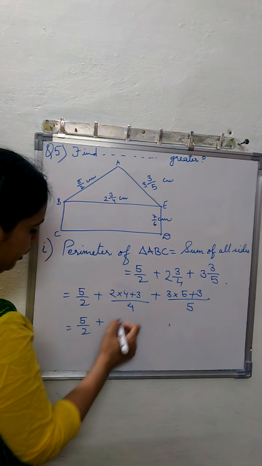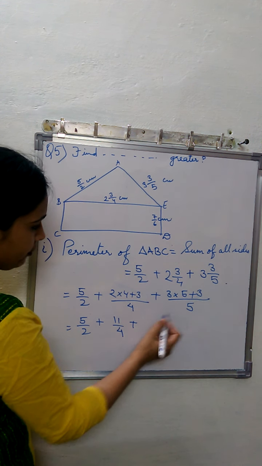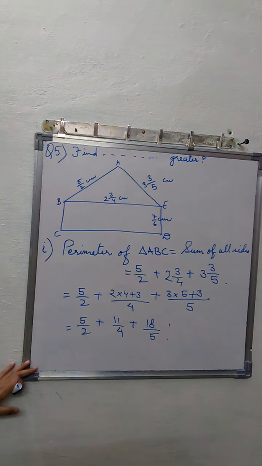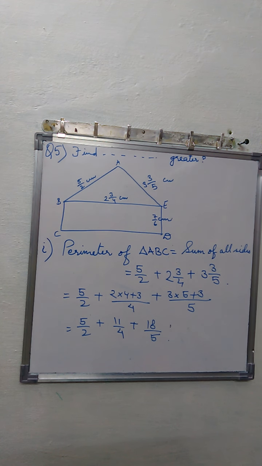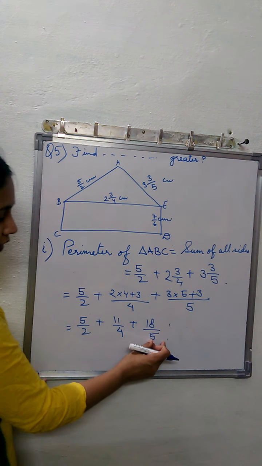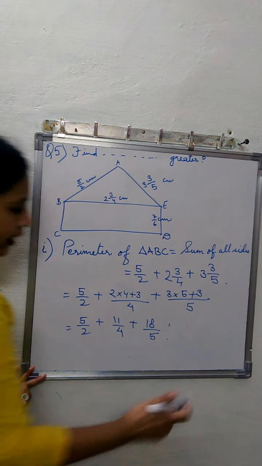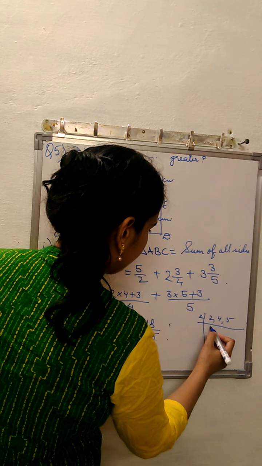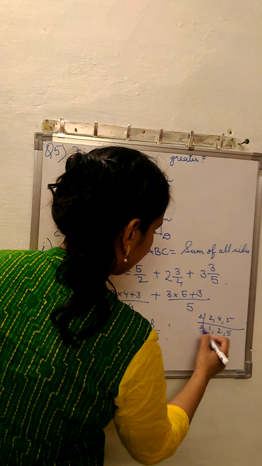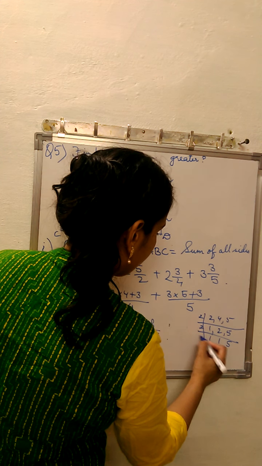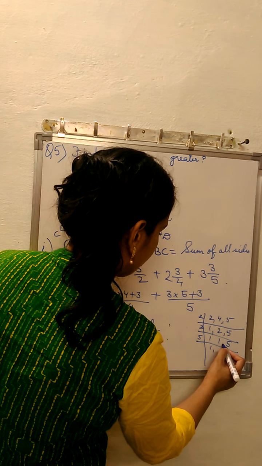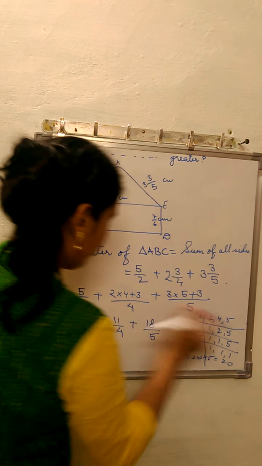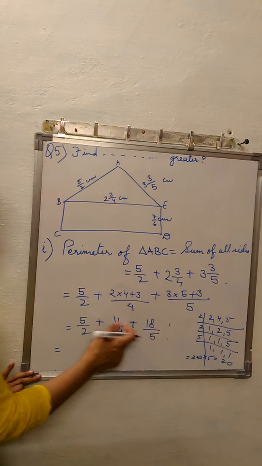2 4s are 8, 9, 10, 11. 3 5s are 15, 16, 17, 18. Now, denominators are not the same. We have to make the denominators the same. Nothing is common here, so it is better to find the LCM. So it is actually 2 into 2 into 5, which is 4, 4 5s are 20. That means we are going to multiply by 20 here, here, here.